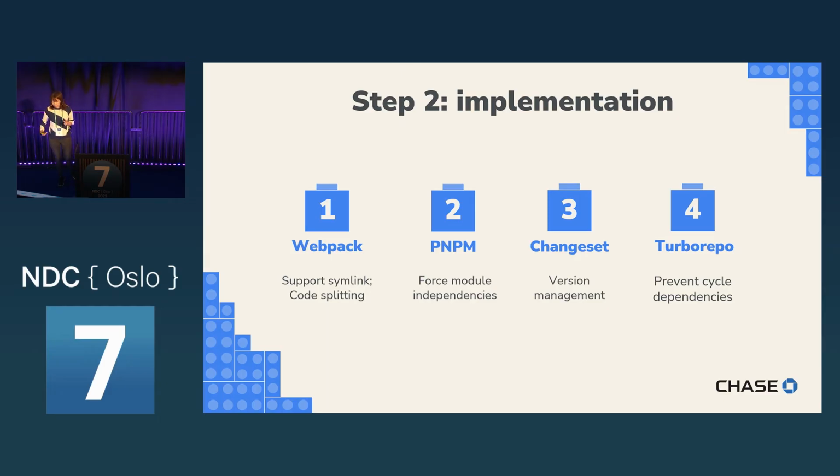And PNPM allows you to, basically, if you use Yarn, which is great, how it manages the dependencies is a bit different from PNPM, because we want to go with a micro front-end style. So we want to force each module to have its own ecosystem. That means every module should have its own dependencies in their package.json. So we switched to use PNPM.